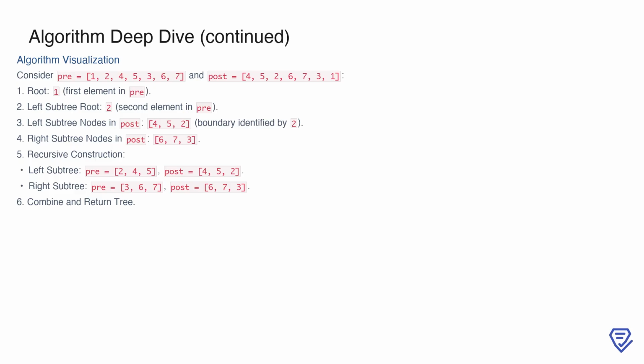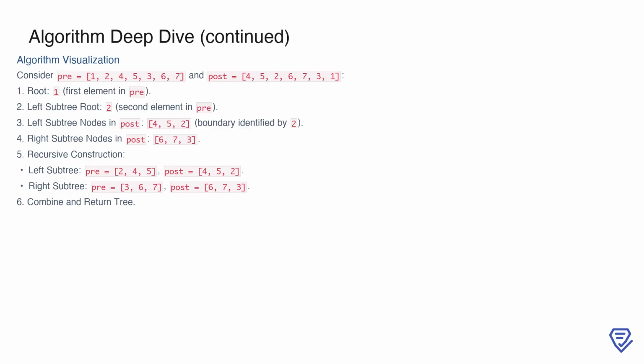Suppose we have pre equals 1, 2, 4, 5, 3, 6, 7, and post equals 4, 5, 2, 6, 7, 3, 1. The root of the tree is 1, which is the first element in the preorder array. The next element in preorder, 2, is the root of the left subtree. By locating 2 in the postorder array, we determine that the left subtree consists of the nodes 4, 5, 2. The remaining nodes in the postorder array, 6, 7, 3, belong to the right subtree.